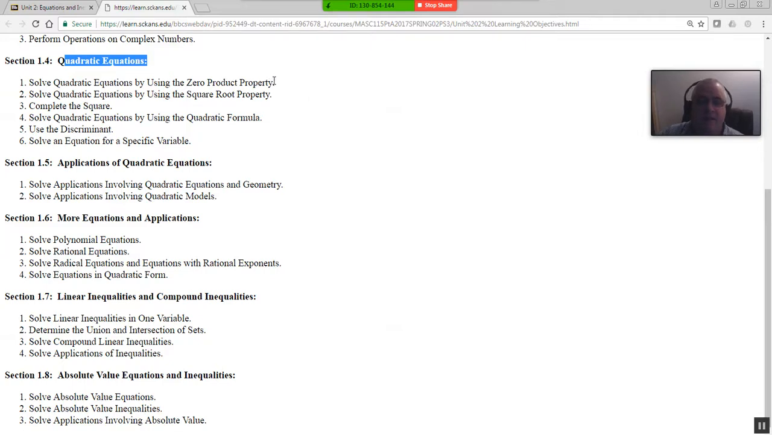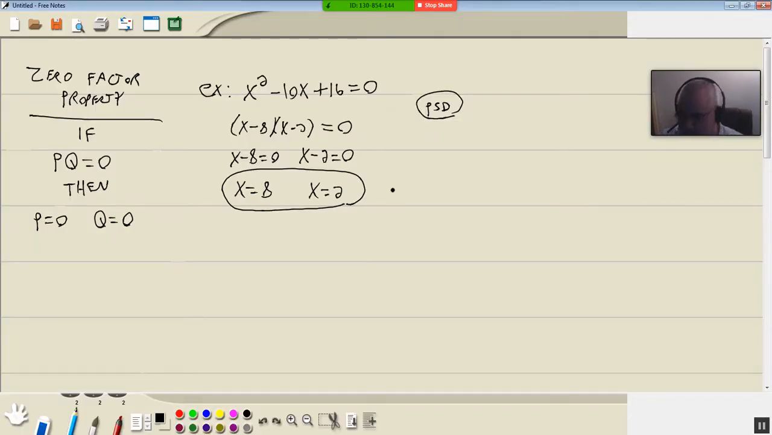Now that was, they call it the zero product property. I call it the zero factor property, but same idea. Now the next topic is the square root property. So let's talk about that. Let me clear this off.